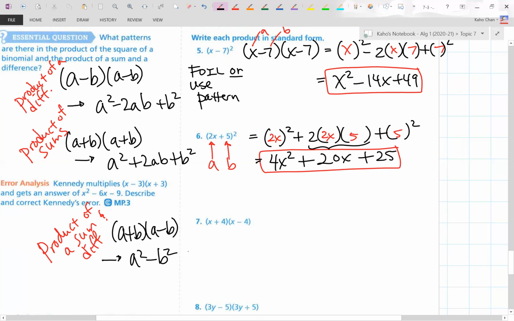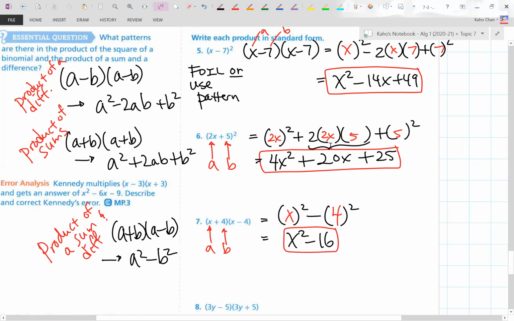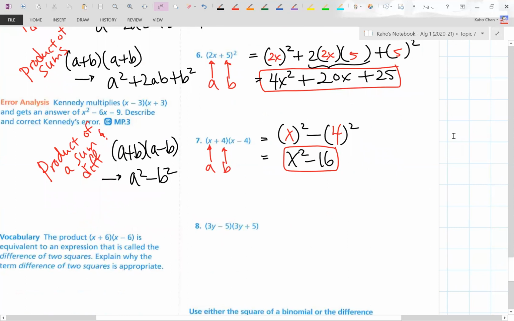The most famous one of all, you just have to do the FOIL part. So that's it. A squared minus B squared. A is X. B is 4. Plug them in and clean it up. X squared minus 16. No way. That easy? Yes. Woo! Oh yeah, number 8's the same.